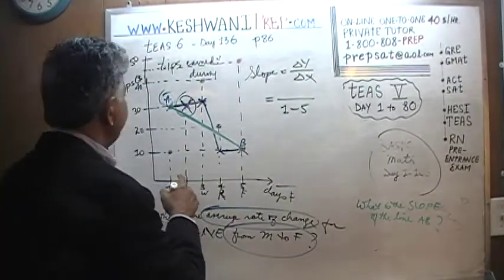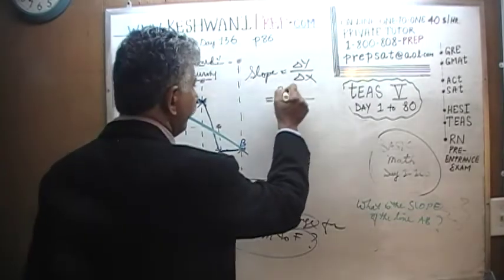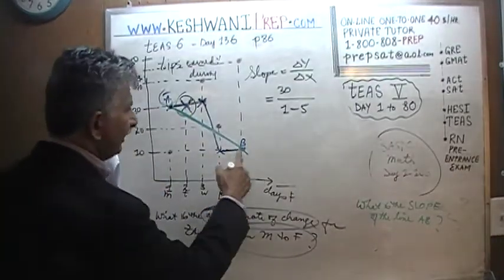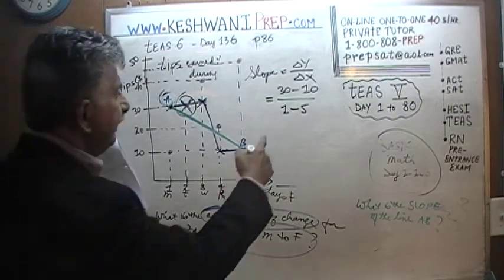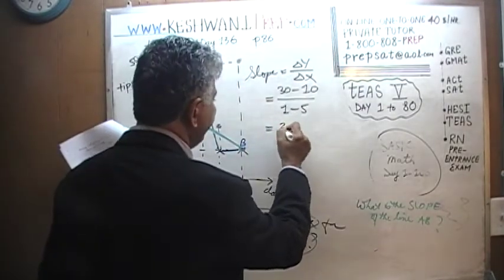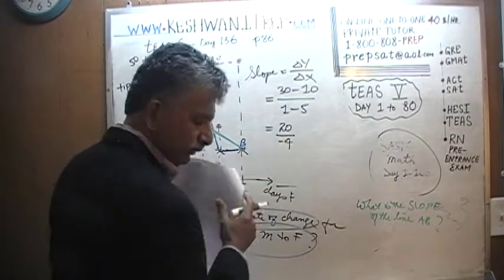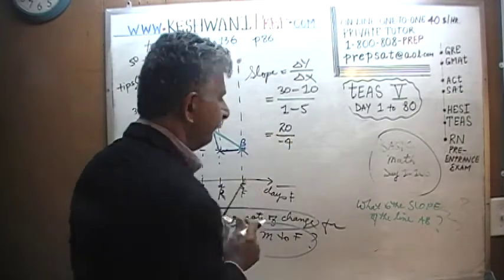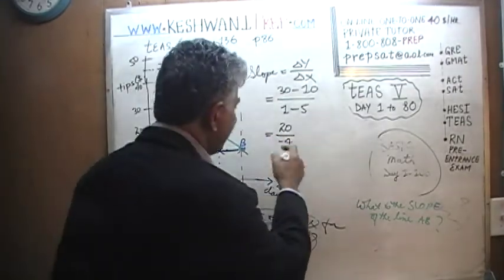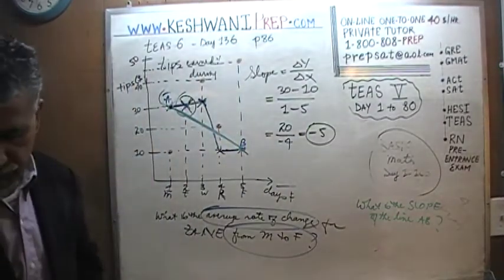What's the change in y? Well, the y value here is 30, and the y value here is 10. Watch what happens. Listen very carefully. So 30 minus 10 is 20, and 1 minus 5 is negative 4. 20 divided by 4 is 5, so it's going to be negative 5. The rate of change is negative 5.